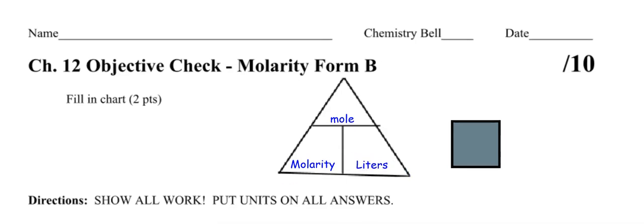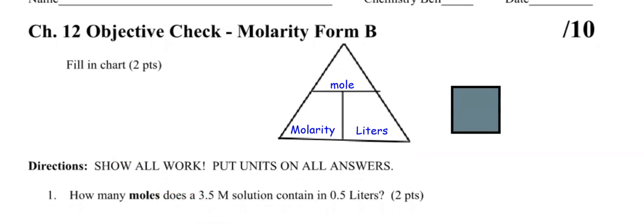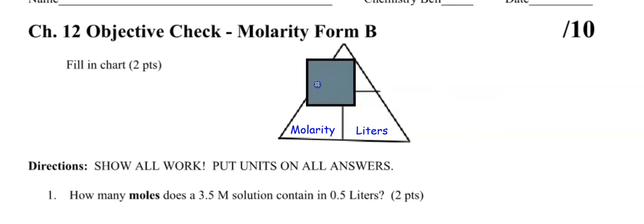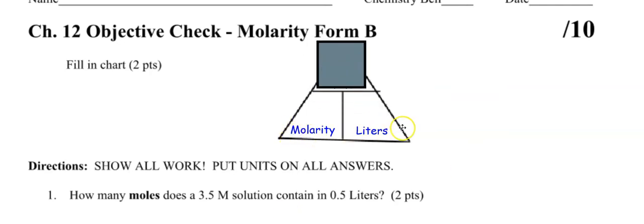All right, so what's the first question? How many moles does a 3.5 molar solution contain in 0.5 liters? All right, so I need moles. Am I given grams? No, I'm not. All right, so what do I know? I'm going to use my triangle. So moles is equal to molarity times liters. They're side by side, so I'm going to multiply. So molarity times volume, 3.5 times 0.5. And my calculator gives me 1.75, but I'm smarter than my calculator. I have 2 sig figs here, 1 sig fig here. I'm going to make it 1 sig fig, okay?